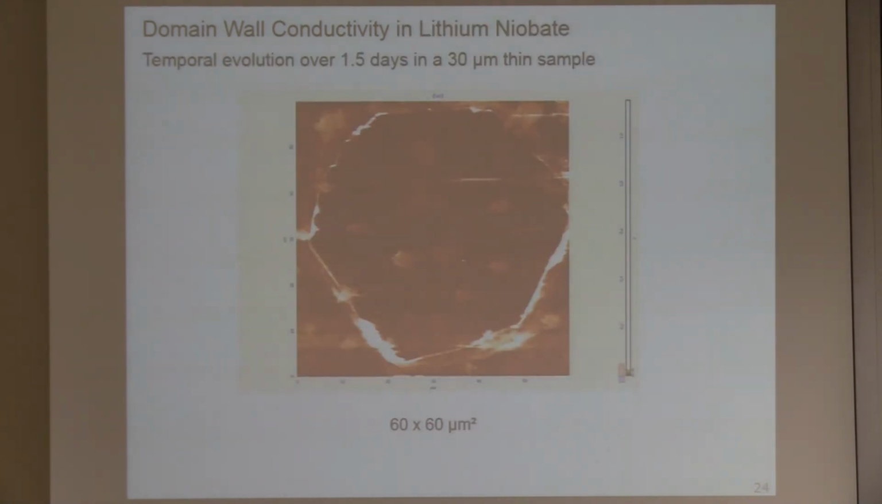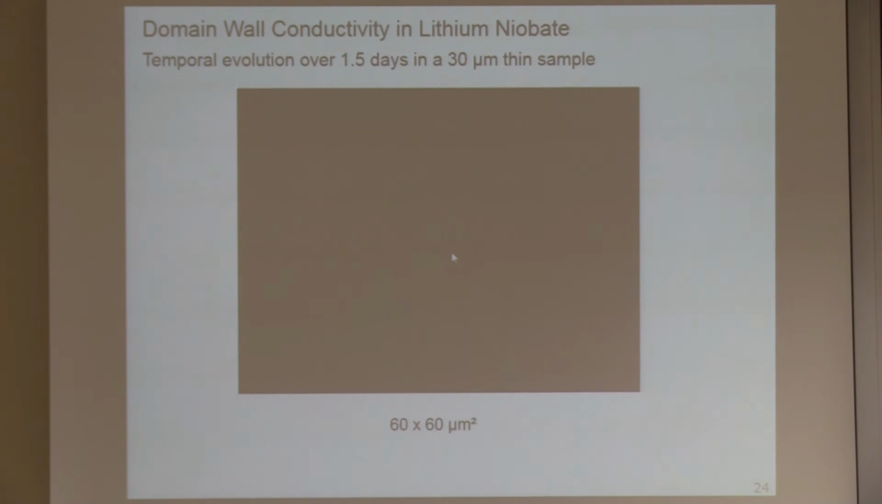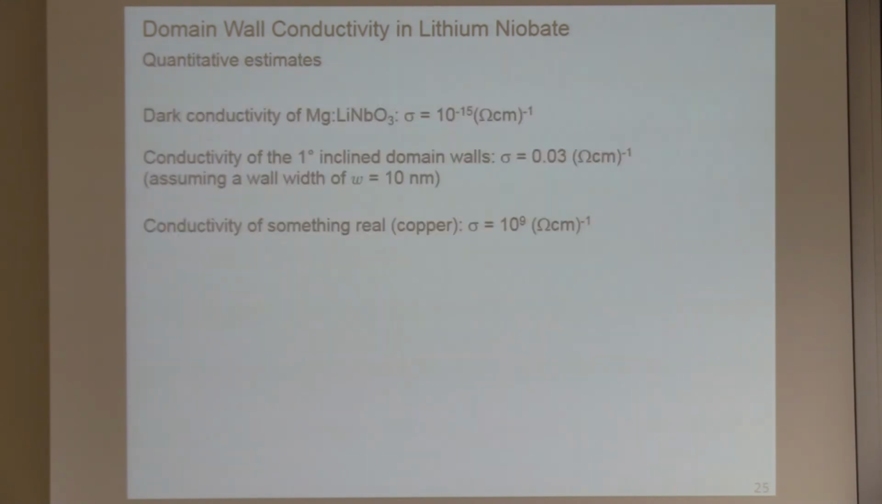We measured this too, everybody does. It's the actual state, and we measured it over a couple of days, and you see that the domain is shrinking, and as it shrinks, you nicely see that it's conducting. The domain disappears, and at the position where the domain was before, at the domain wall, you see nice conductivity. From a couple of different experiments, we could estimate the conductivity quantitatively, assuming a 10 nanometer wide wall, and it's 0.03 ohm centimeters.